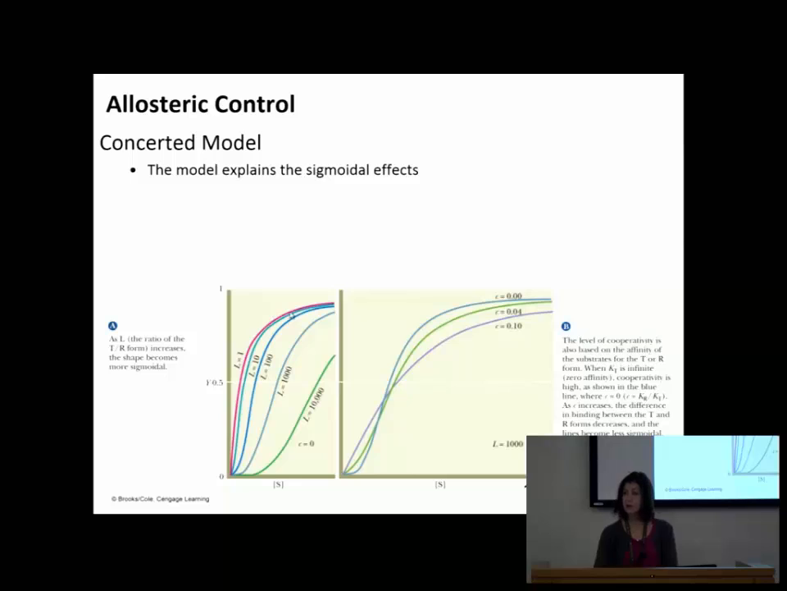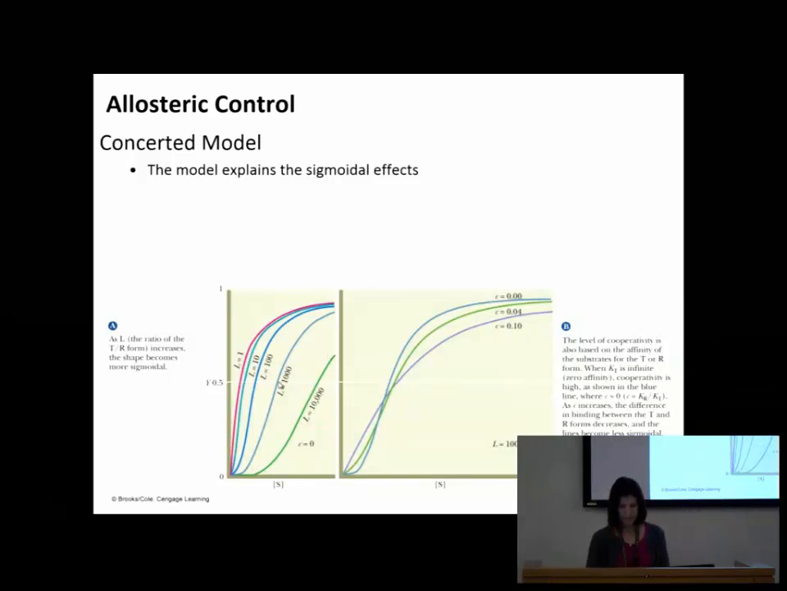But as you get bigger and bigger with this equilibrium constant, you're shifting it to more of the taut state, so that you have hardly any relaxed state around. So we can describe the sigmoidal shape of our allosteric enzyme with this equilibrium constant. A more sigmoidal shape means a larger equilibrium constant, thus a higher concentration of our taut than relaxed.